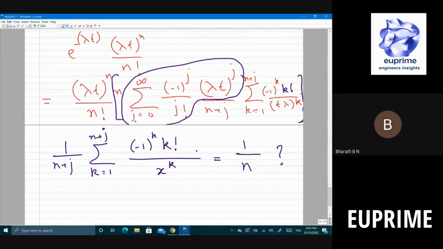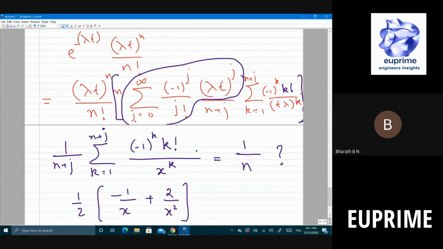So question: what do you get for k factorial times x power k? Let's look only at k equal to 1 to 2. If we have k equal to 1, what do we have? Minus 1 by x, right? And k equal to 2 will be plus 2 factorial, which is 2 by x squared, right?